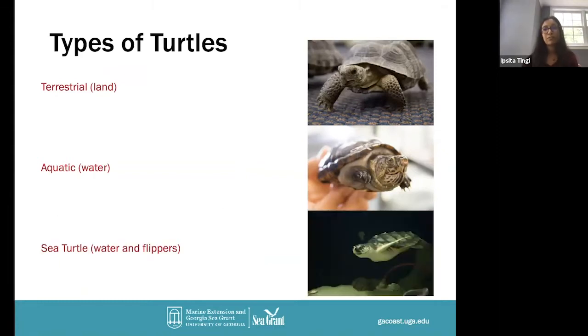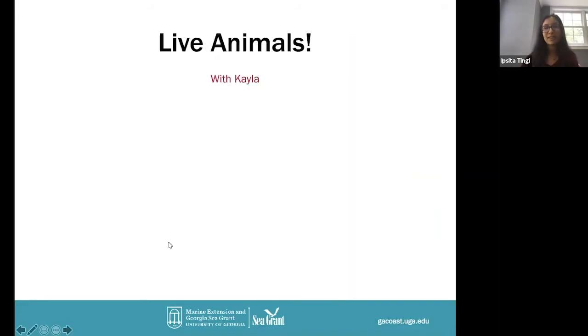Sea turtles live the majority of their life in the water, but the females will come up onto land to lay eggs. Interestingly, sea turtles still have lungs, so they come up to the surface often to breathe in air. And so as you can see, all of these still have the main characteristics of a turtle, but they're just a little different. And now, at this time, I'd like to hand it over to Kayla to look at some live animals.